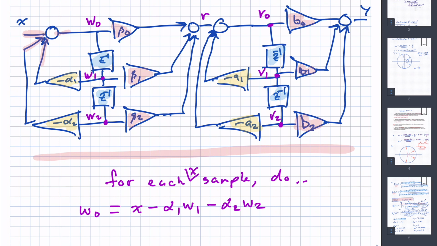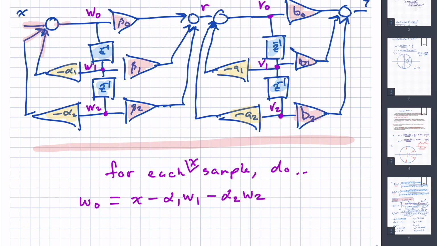Okay. Moving to the next output, we have R. Okay, next summer output. So we have R. R is going to be beta 0 W0 plus beta 1 W1 plus beta 2 W2.